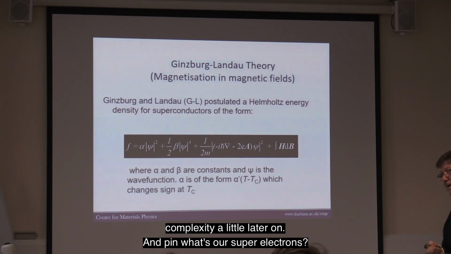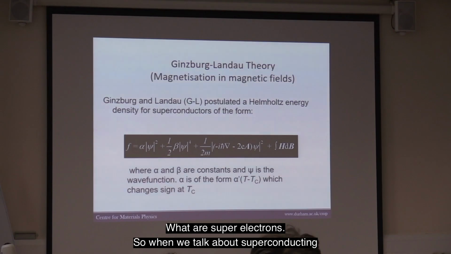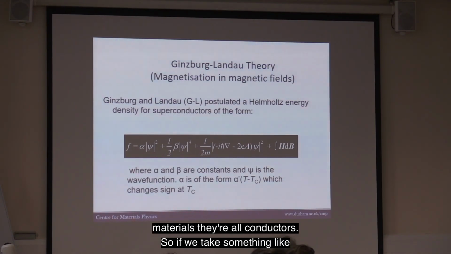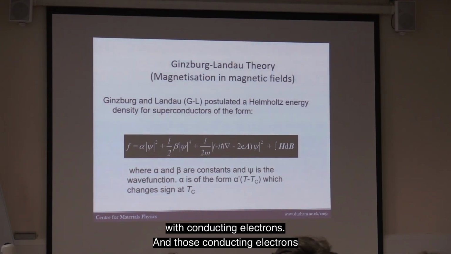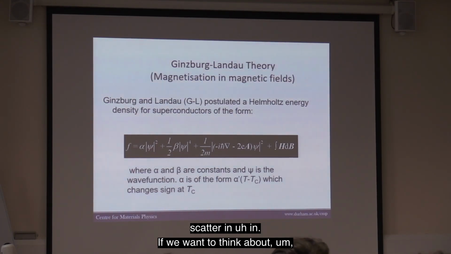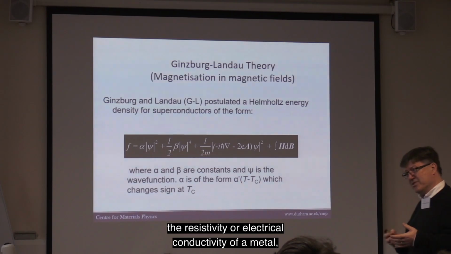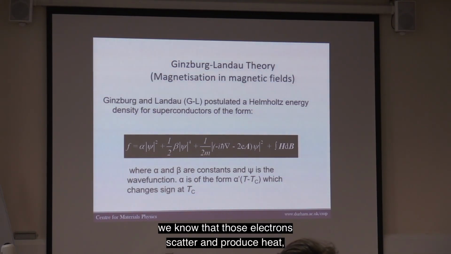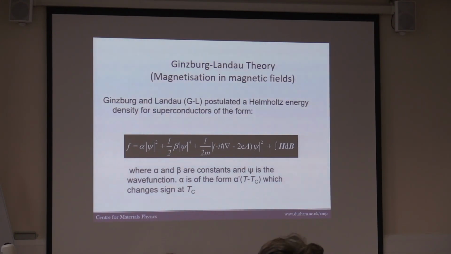And pinning, yeah. What are superelectrons? So when we talk about superconducting materials, they're all conductors. So we take something like copper or gold or silver. These are metals with conducting electrons, and if we want to think about the resistivity or electrical conductivity of a metal, we know that those electrons scatter and produce heat. So that if we put a current through copper, we generate heat.